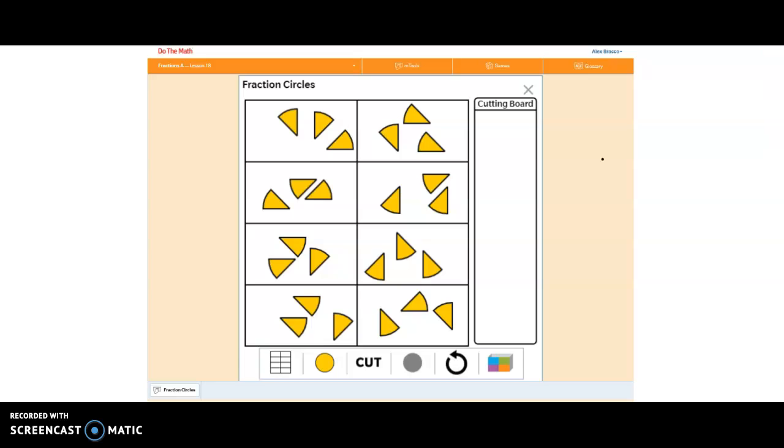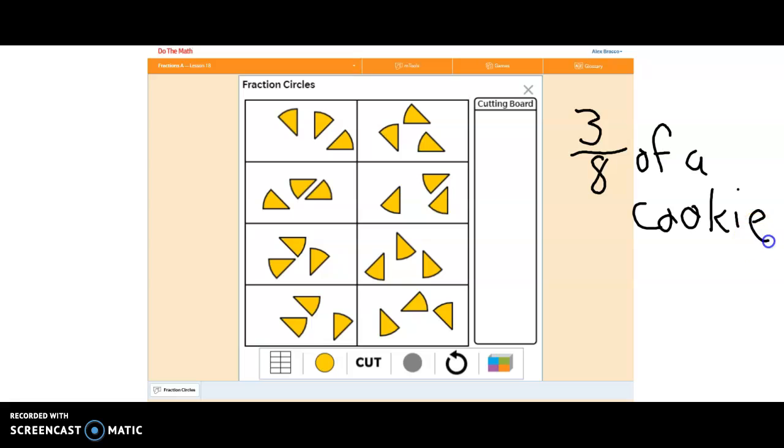Well, we know that we have 8 people in our denominator. We're dividing it among 8 people. And how many pieces are in each box? 3. 3/8 of a cookie. So at the bottom of page 31, you would say each person gets 3/8 of a cookie. All right?